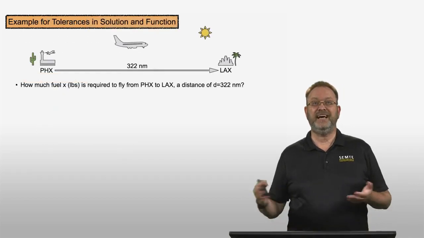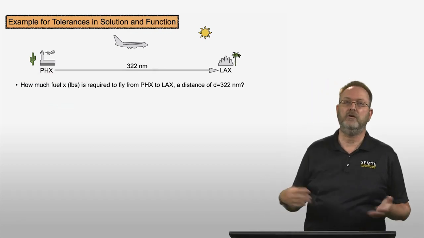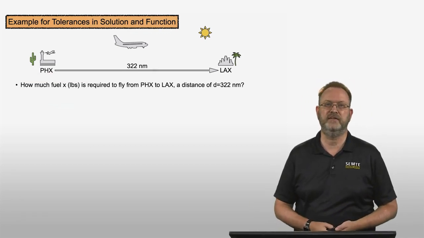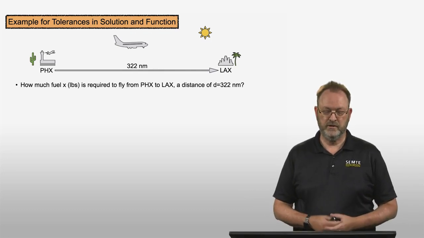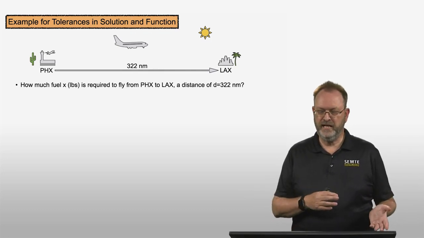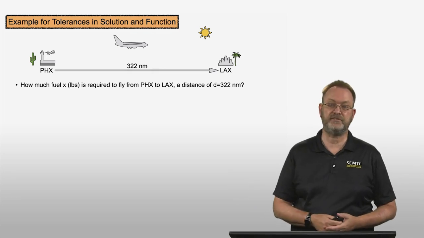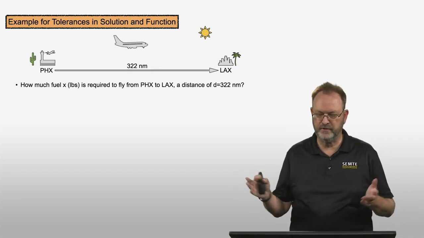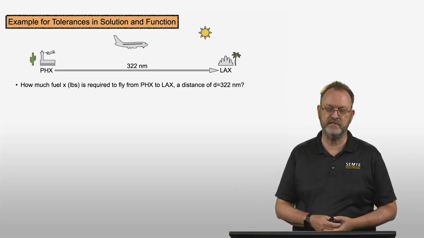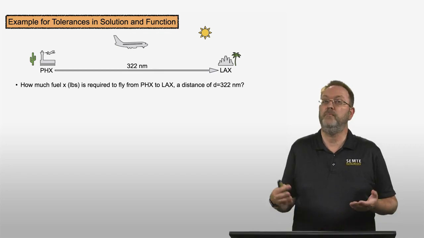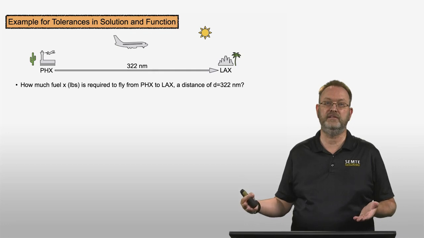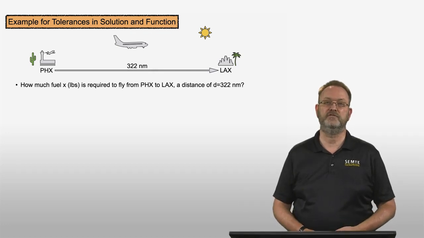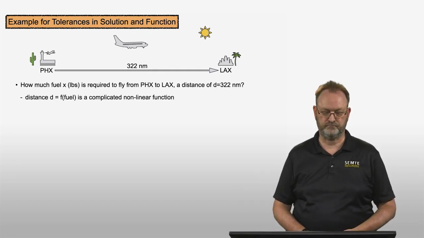So let's look at that difference between tolerance in solution and tolerance in function by looking at an example. Let's say you want to fly from Phoenix to LAX, and the distance is about 322 nautical miles. And the question is, how much fuel do you need to take on board to fly this distance from Phoenix to LAX.